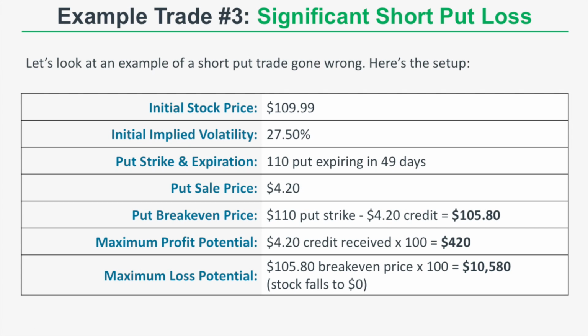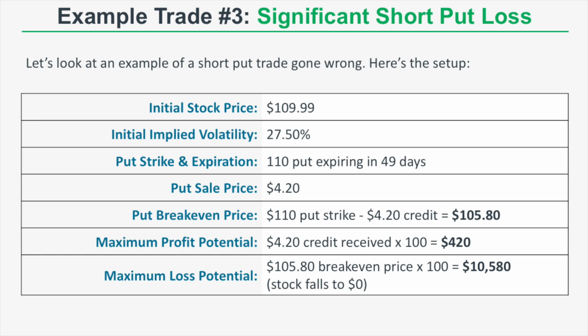Alright, so in this last example, we're going to look at a short put position gone wrong. So here's the setup. The initial stock price is $109.99. The initial implied volatility is 27.5%. And we're going to sell the 110 put expiring in 49 days. And for that put, we're going to collect $4.20.